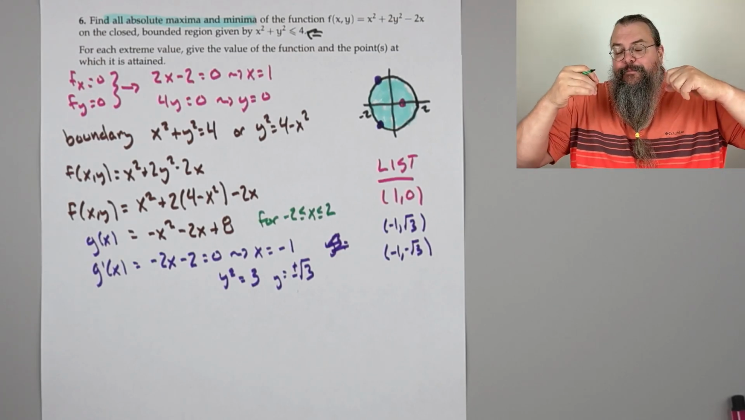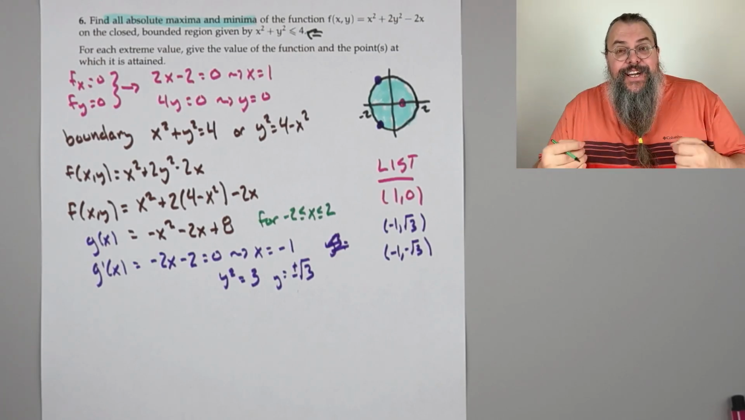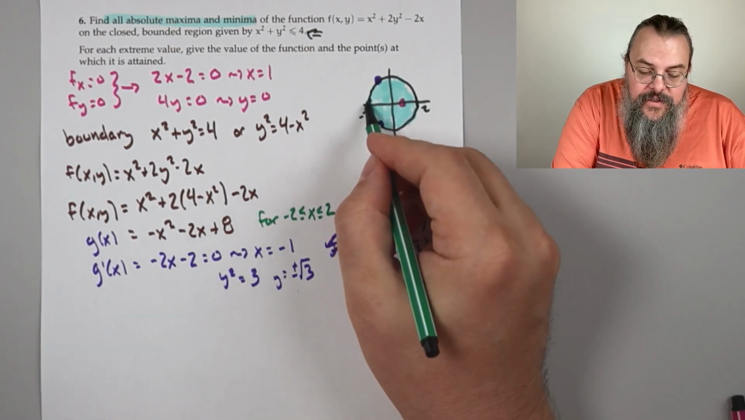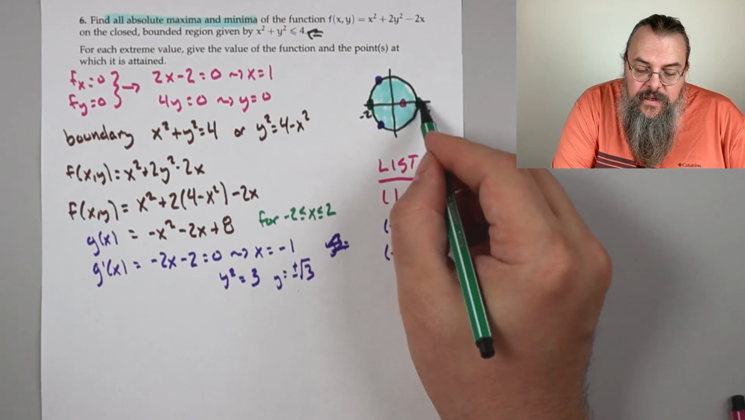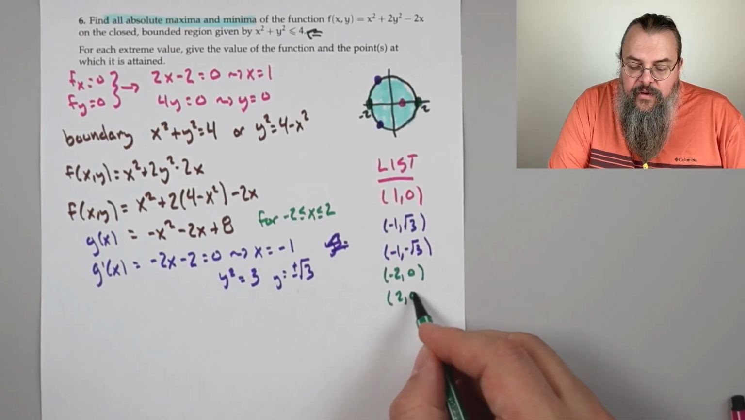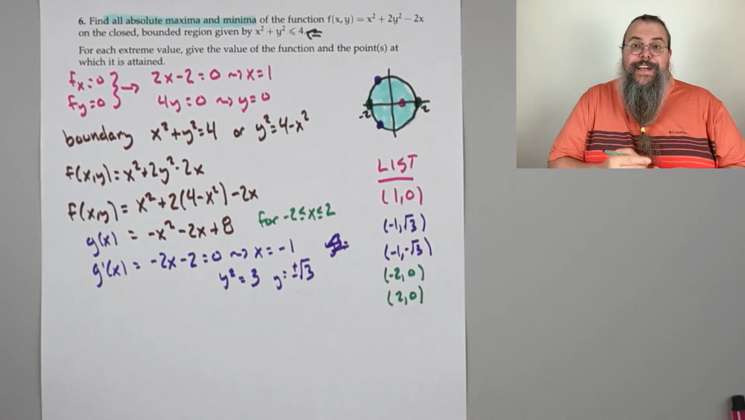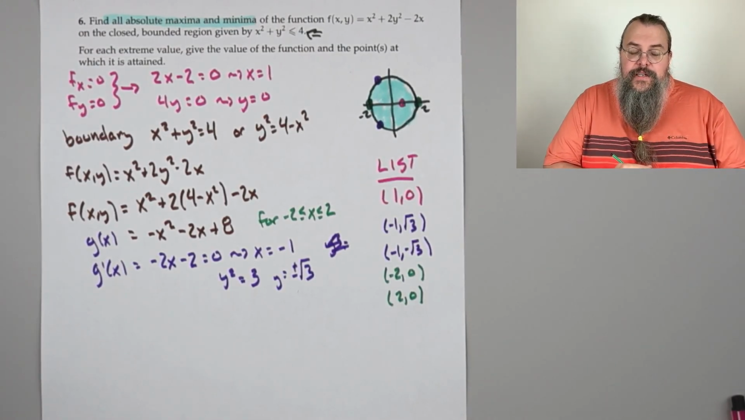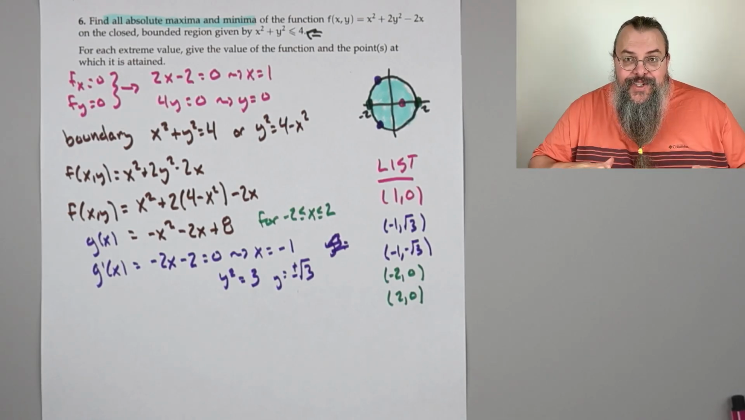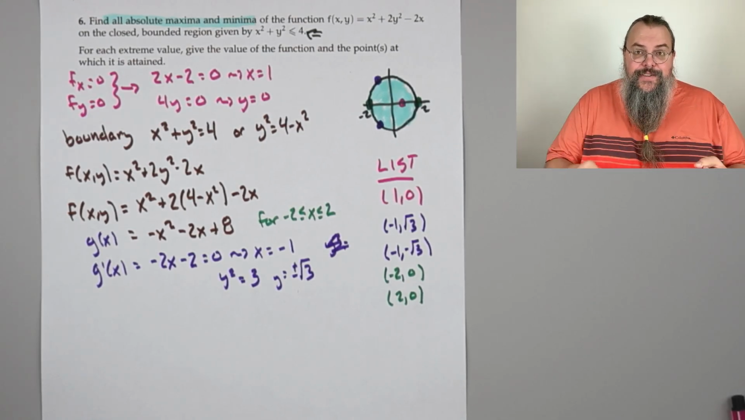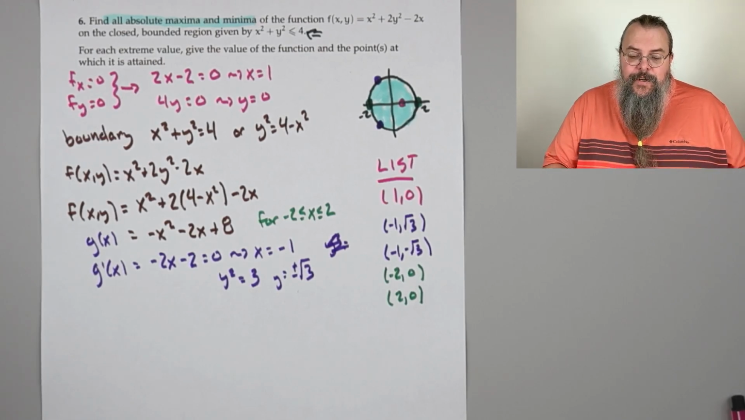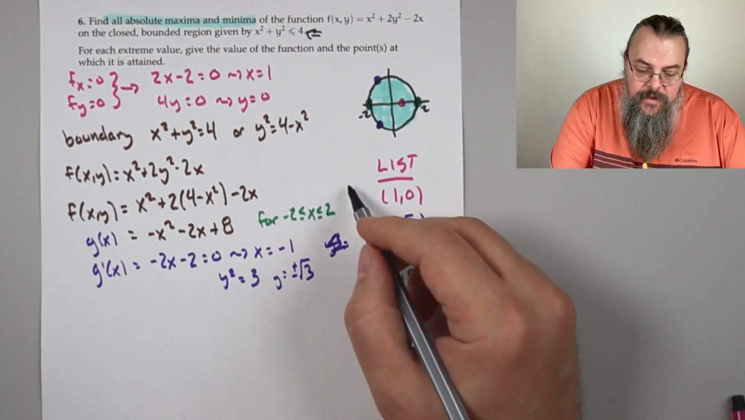It's better to have too many points to check than to have too few and miss something. So we're going to also include our points -2, 0, and 2, 0. All right. Well, that's a lot for us to check, but we've made our list. What comes next? Well, what comes next is we plug in. Okay, so here we go.